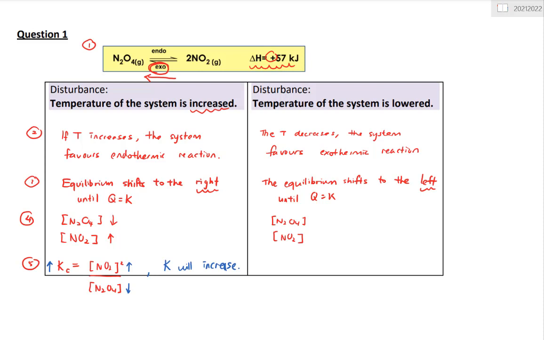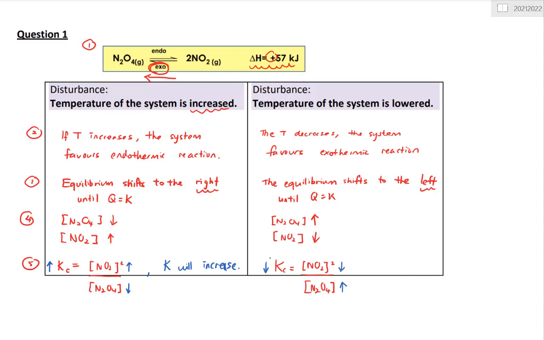So if the reaction proceeds in the reverse direction towards the left, after the equilibrium shift, the concentration of N2O4 will increase. The concentration of the product will decrease. And therefore, if you refer to this Kc expression, after the equilibrium shifts to the left, the concentration of NO2 will decrease, and for N2O4, the reactant, will increase. That means the Kc value will decrease.